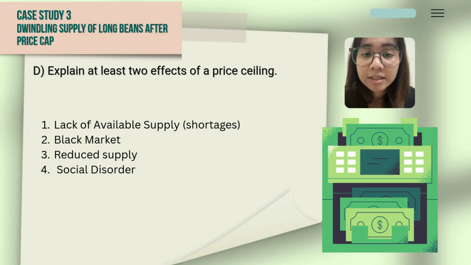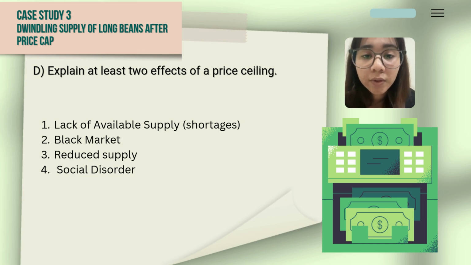Second is black markets. Shortages can encourage illegal sales where sellers bypass the ceiling price and charge higher prices. For example, in Singapore, long beans are sometimes sold at double or triple the legal price. Third, reduced supply over time. Producers with less profit may supply fewer goods or switch to more profitable crops. This long-term reduction worsens shortages and can affect future availability.